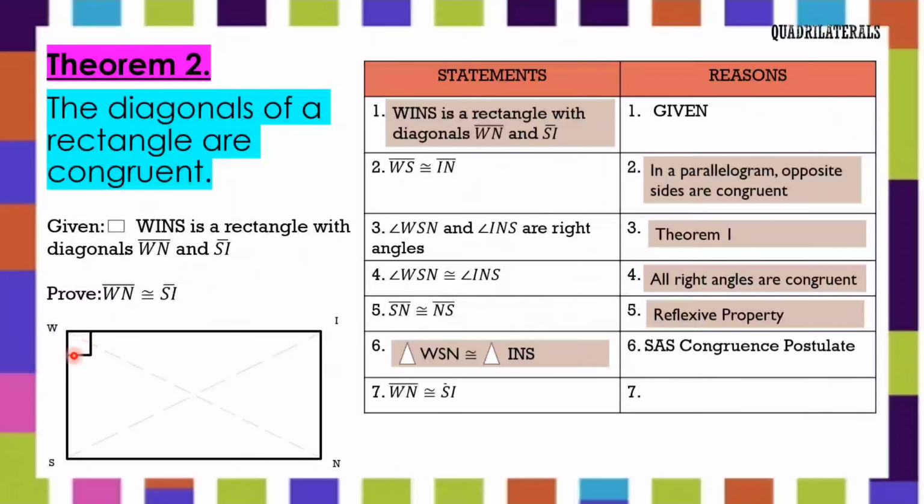WSN, triangle na to, is congruent to triangle INS. Yung triangle naman na to. Under the SAS congruence postulate. So, dahil congruent yung dalawang triangle na to, we can now say that WN is congruent to SI. Under what reason? Under CPCTC, or meaning, corresponding parts of congruent triangles are congruent. Okay? So, the corresponding parts of two congruent triangles are congruent.